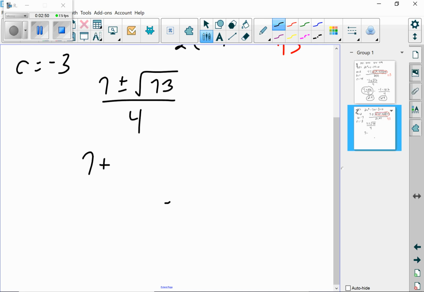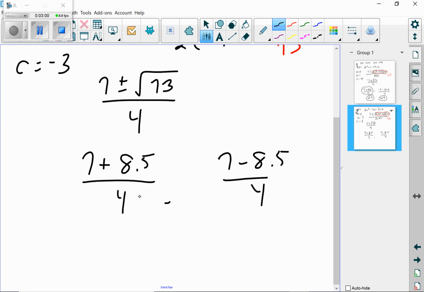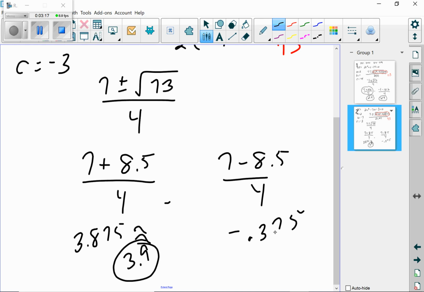7 plus, I got 8.5 as the decimal there, over 4. 7 minus 8.5 over 4. This is 15.5 divided by 4. Okay, this gives me like 3.875. The book rounds it to approximately 3.9. The other side, I have a negative 0.375 something. I think that rounds to negative 0.4 is what the book had. Again, I'll take either of those depending on how much rounding that you did.